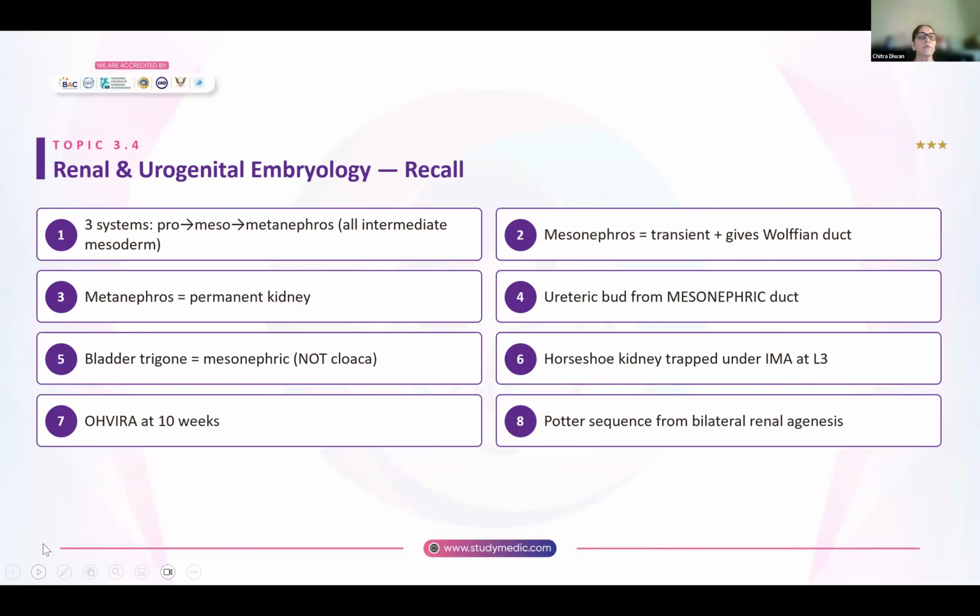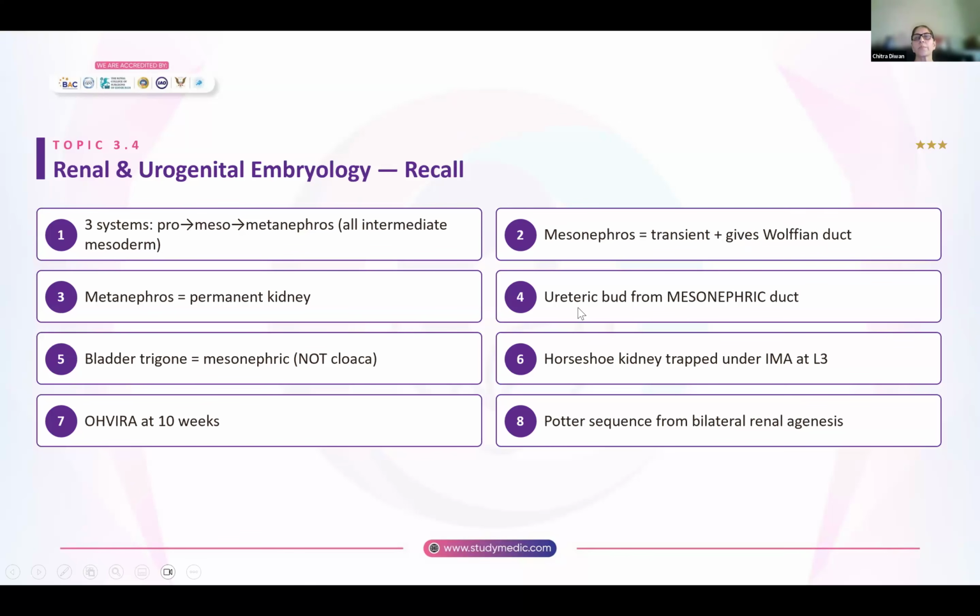Coming to the recall, important points. You have the kidney developing from three structures: pronephros, mesonephros, and metanephros. All of these develop from the intermediate mesoderm. Mesonephros is transient and partially functional. It gives rise to the duct and tubules. The tubules completely regress, and then you have the Wolffian duct, which forms a part of the male genital system and also gives rise to the bladder trigone. Metanephros forms the permanent kidney.